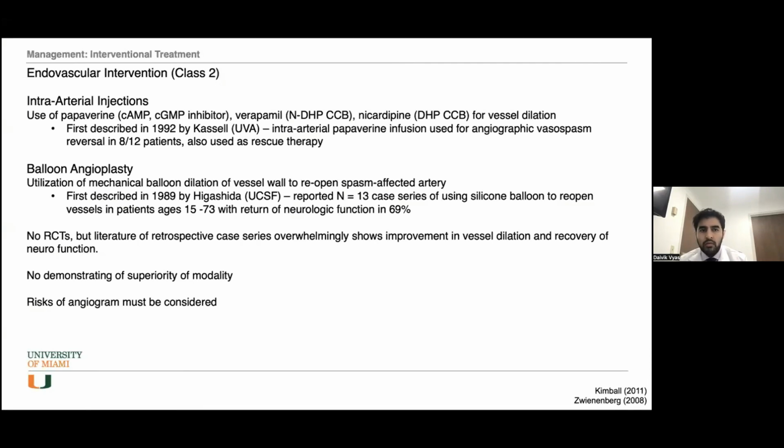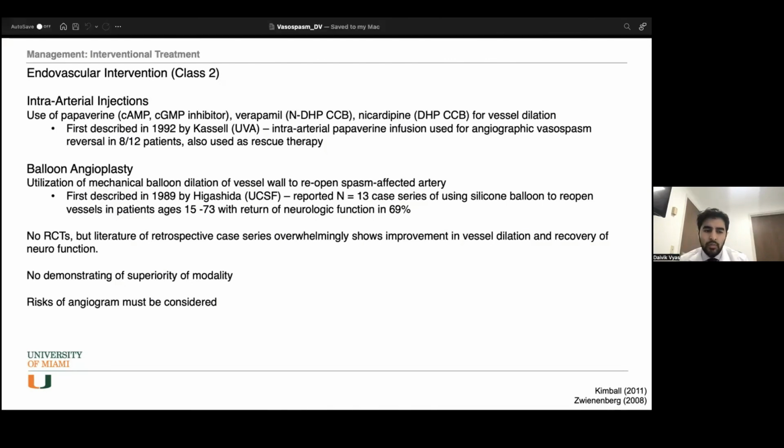But broadly speaking, right now, there's still positive evidence comparing the two modalities, and it does show overall that there's an improvement in vasodilation and recovery of neurologic function. There is no trial that has been done yet that shows superiority of one over the other, and it's something that can be judged clinically. Something to always consider, though, is also the risk of having a patient undergo endovascular intervention. This has to be judged in comparison to medical therapy.